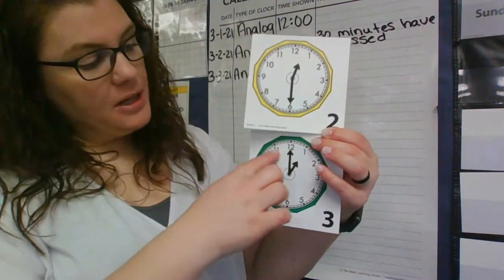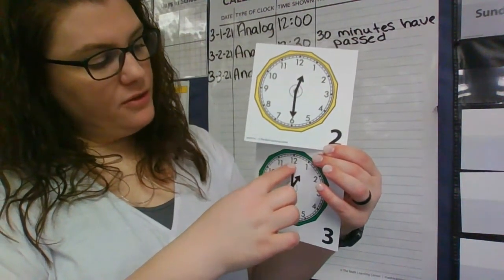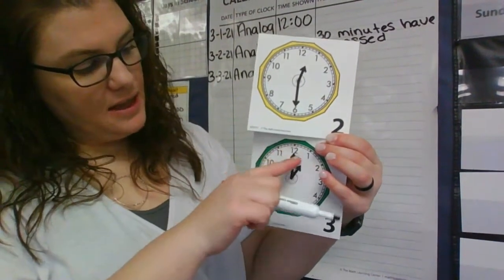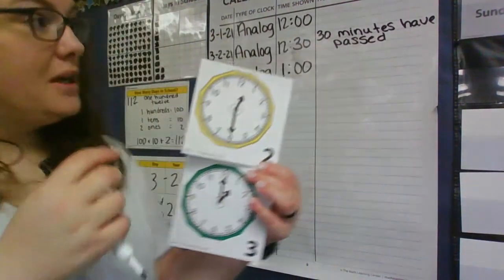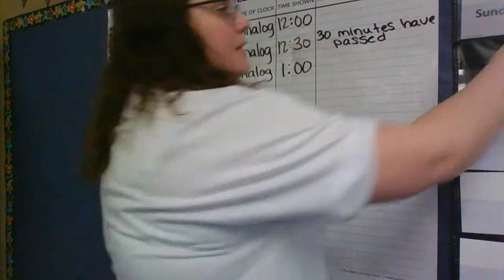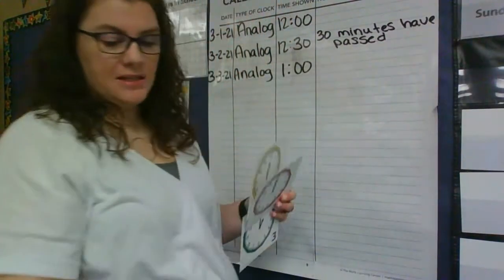So count with me. We're not going to start at 30. We're just going to count how many minutes are in between. So let's pretend like this is 0. 5, 10, 15, 20, 25, 30. So how many minutes passed between the 6 and the 12 for our hour hand to move all the way back up to the 1? 30 minutes.